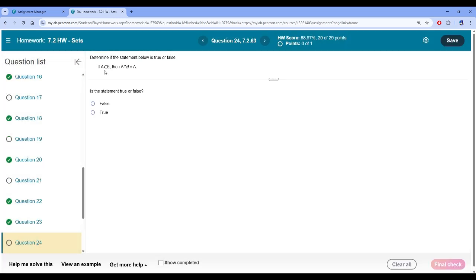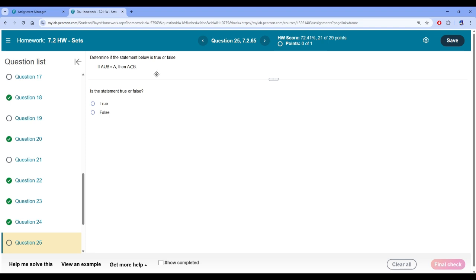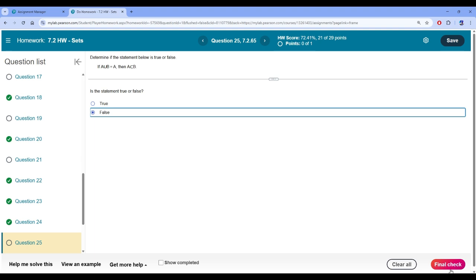All right, cool. If A is an element of B, then A intersection B is equal to A. True. If A intersection B is equal to A, then, if A union B is equal to A, then A is an element of B. That means that B is within A. A is a subset? No, B is a subset of A.